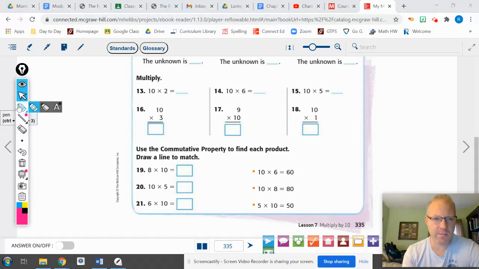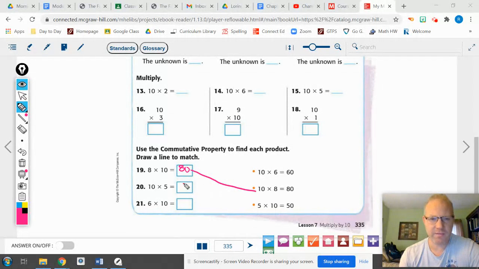Just like in the guided practice, we're finding and matching. 8 times 10 equals 80. Find the one that matches. 10 times 5 is 50. Find the one that matches. And then 6 times 10 is 60. Find the one that matches.